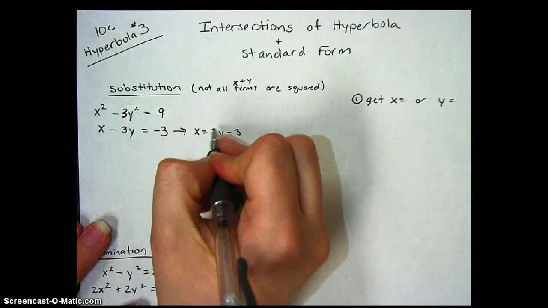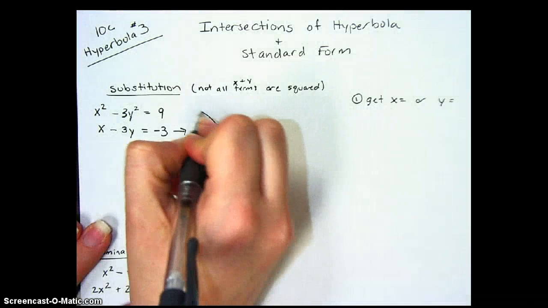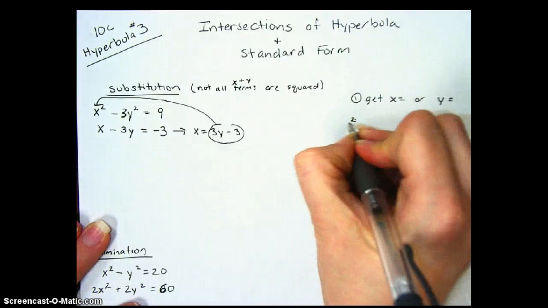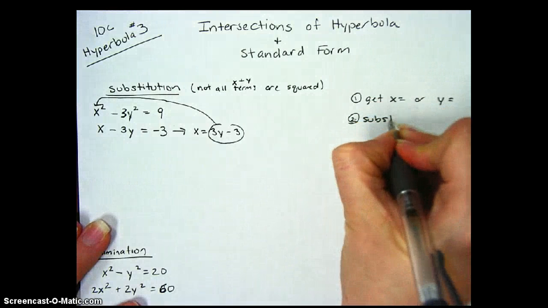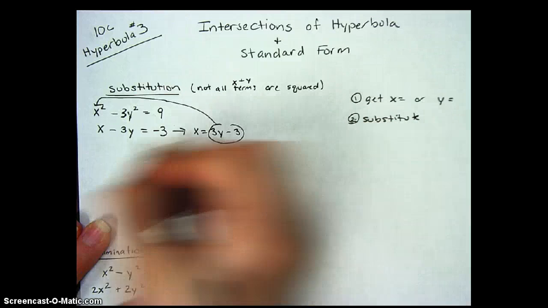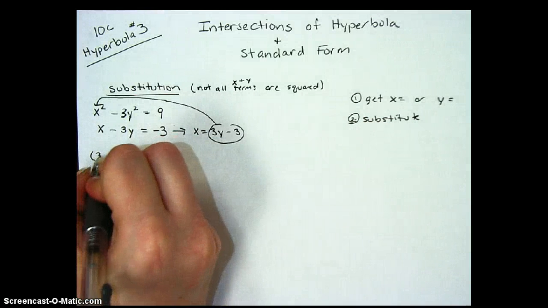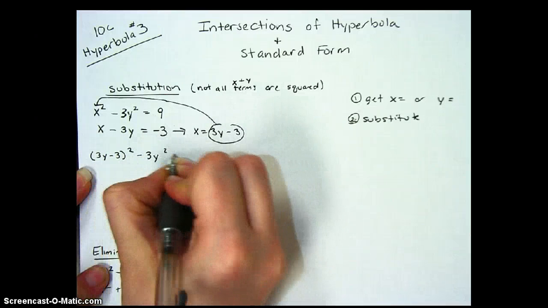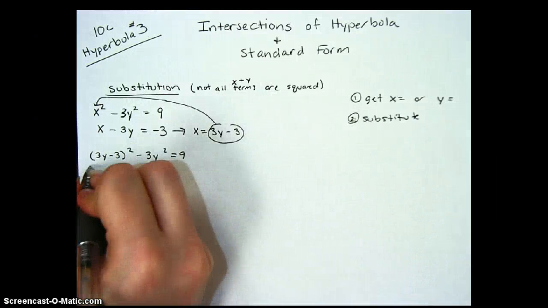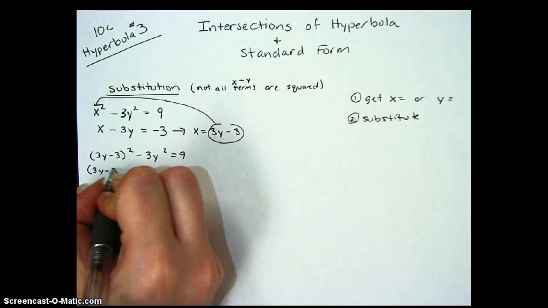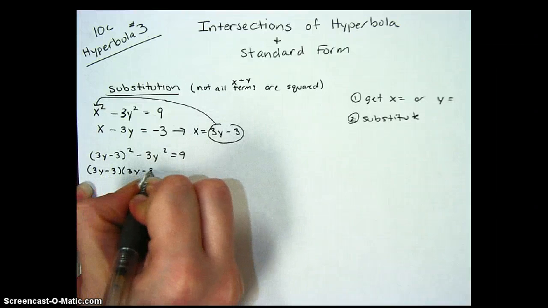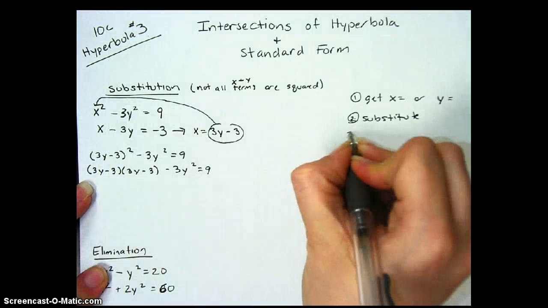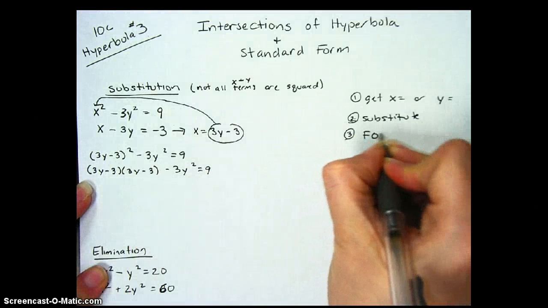Okay, so now we're going to substitute this into your top equation. We're going to substitute that in for x. So step 2 is substitute. So here we're going to have 3y minus 3 squared minus 3y squared equals 9. We need to FOIL out this 3y minus 3. So step 3 is we're going to FOIL.